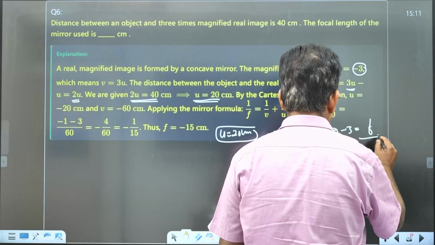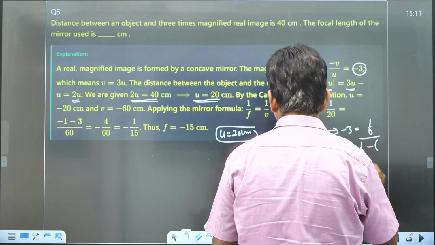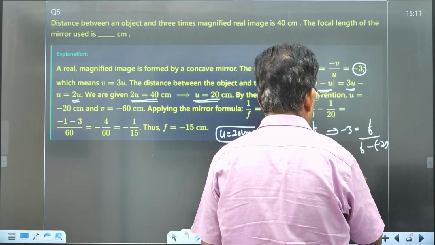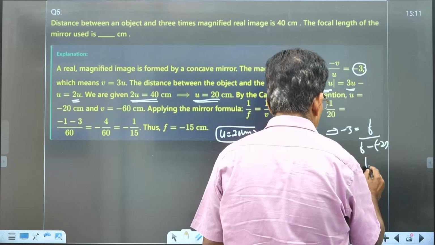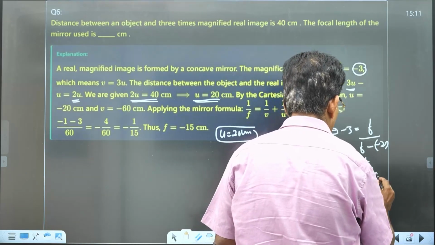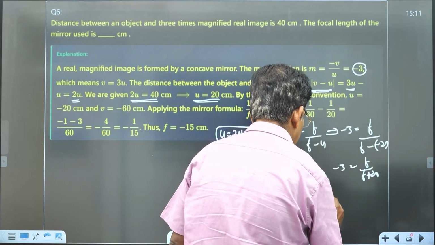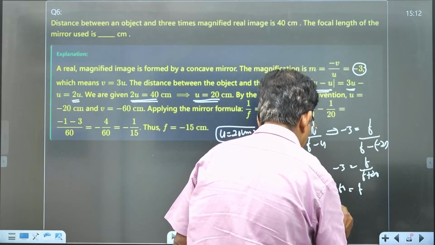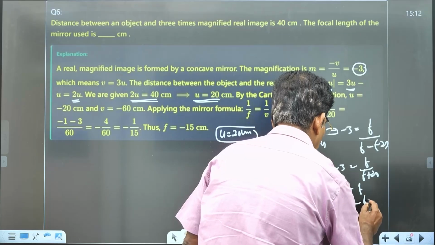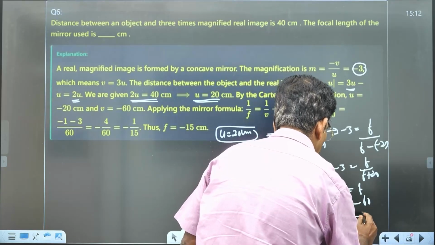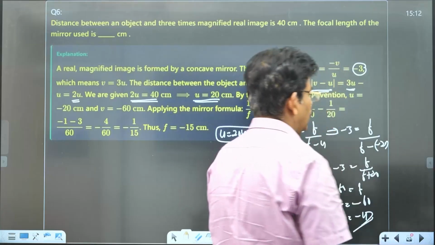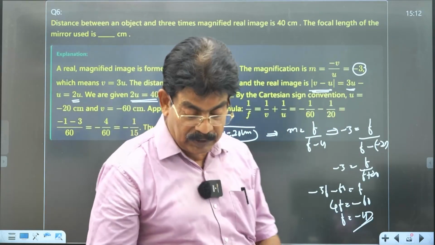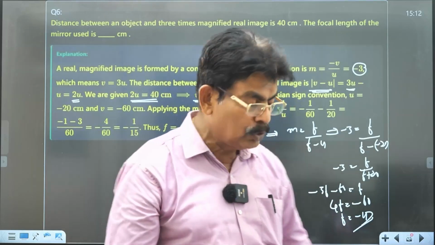Yes, we have to calculate the focal length. So I don't give the sign of focal length. F minus U is given to be how many? Minus of minus 20 centimeter. And we are getting -3 is equal to F divided by F plus 20. Multiplying, -3F minus 60 is equal to F. So that comes to be 4F is equal to -60. F is equal to -15. So your answer is -15. Question number 6, answer is -15. That is option 2.